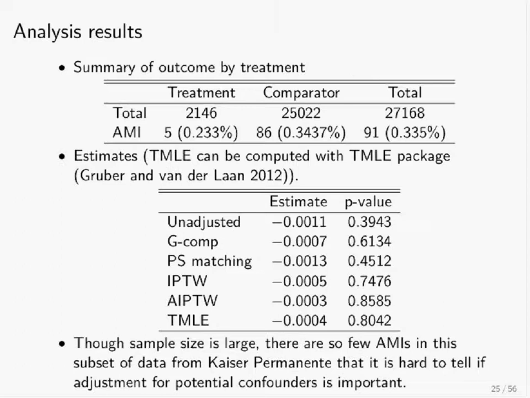Here's an example, with results from the data analysis using these different estimators. You see there were 91 events out of 27,000 subjects. The treated group had a few thousand subjects, the comparator had 25,000 subjects. The unadjusted difference in proportions is about 1,000. When you start using estimators which try to adjust for confounding, it becomes smaller, so the effect shrinks towards zero. But by no means are we able to make a statement with any statistical significance, because the standard errors are just too big. There are not enough events.